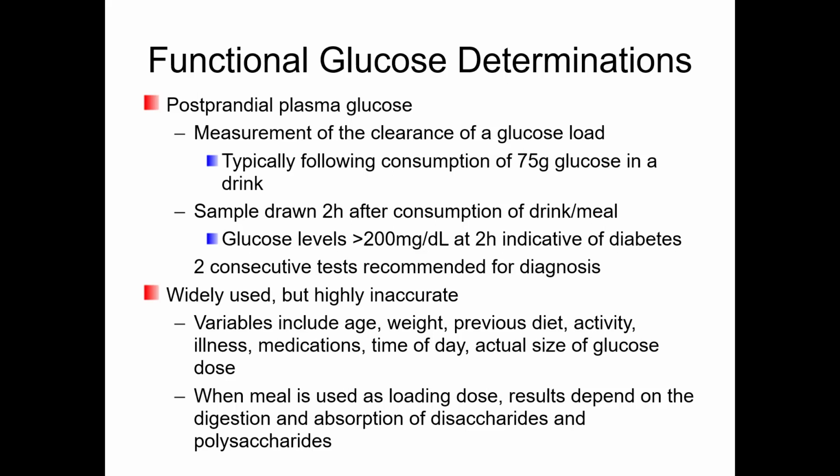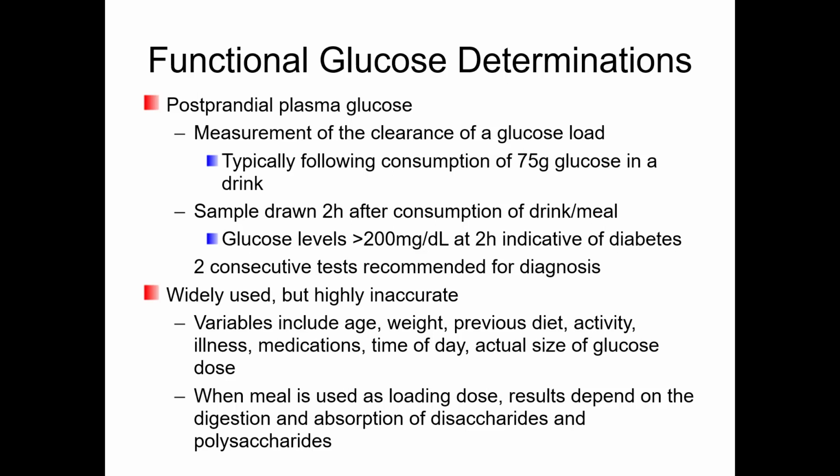Functional glucose determinations. Postprandial plasma glucose is the measurement of the clearance of a glucose load, typically following a consumption of 75 grams of glucose in a drink. Sample is drawn 2 hours after the consumption of the drink or meal. Glucose levels of greater than 200 mg per deciliter at 2 hours is indicative of diabetes. So the patient would consume the 75 grams of glucose, wait 2 hours, and then glucose levels are measured. If it's greater than 200 at that 2-hour time limit, then that is indicative of diabetes.